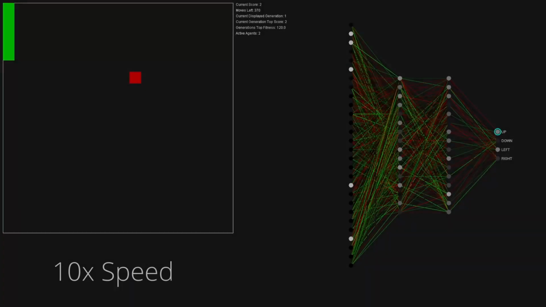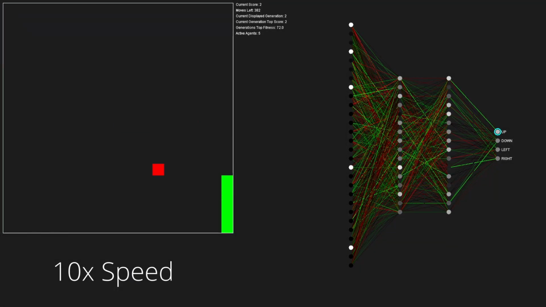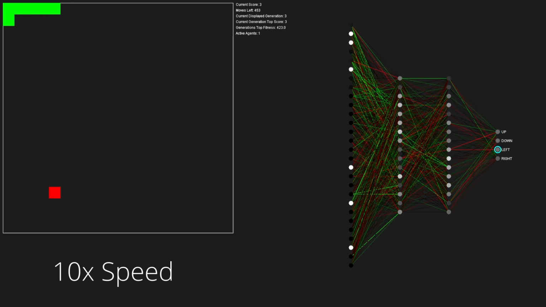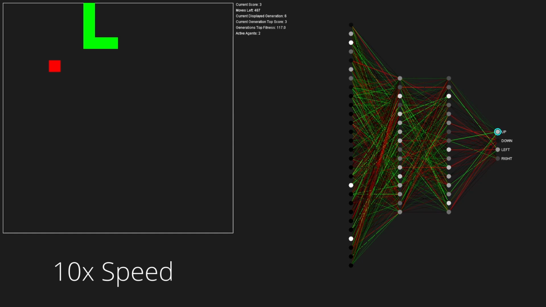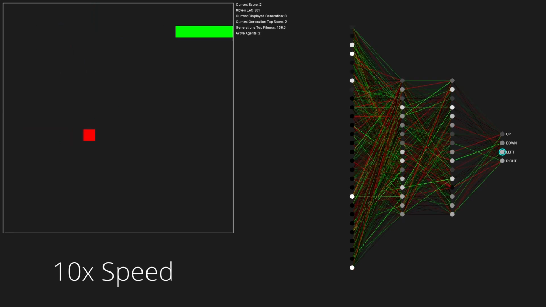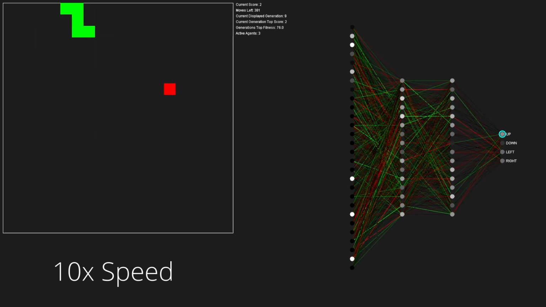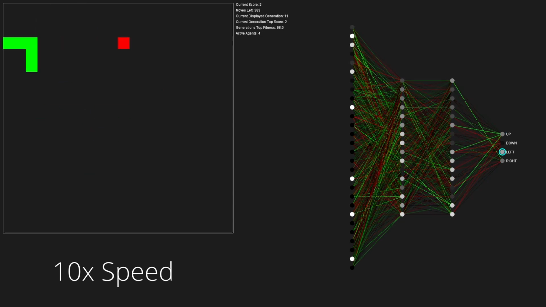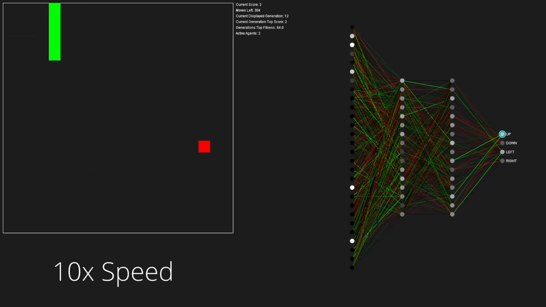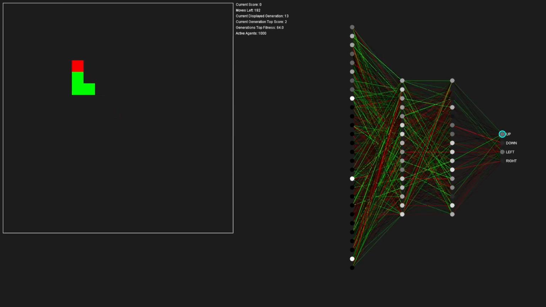Now, for the fun part, actually training the snake. Here, I've added a visualization of the activations of the neural network, with the direction chosen by the neural network circled at the output. For the sake of easier viewing, I'm only showing the best performing snake from each generation, but keep in mind that 1,000 snakes are playing simultaneously. By generation 13, the snakes have begun to start seeking out the apples, but they aren't very good at avoiding the walls.